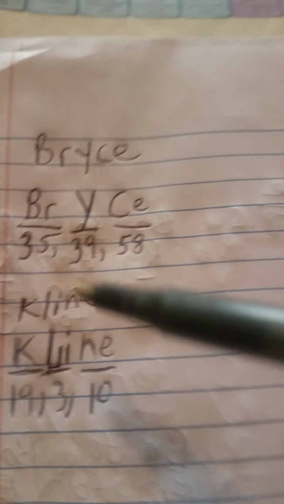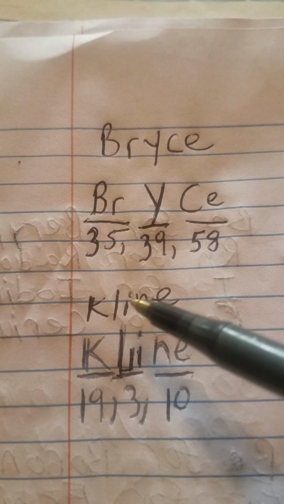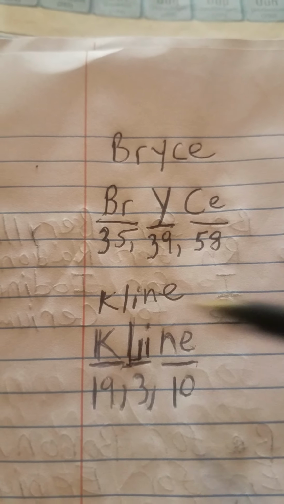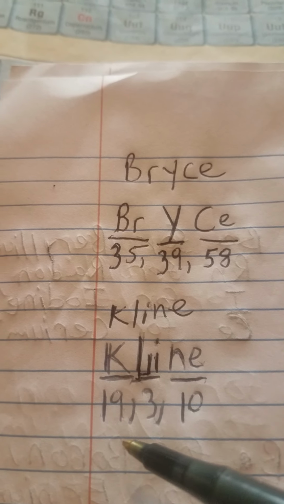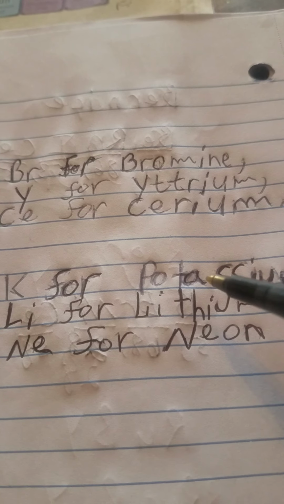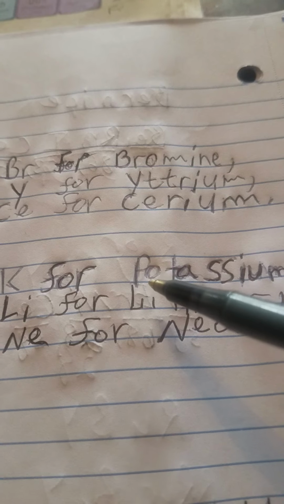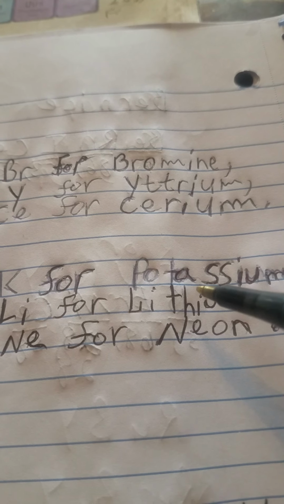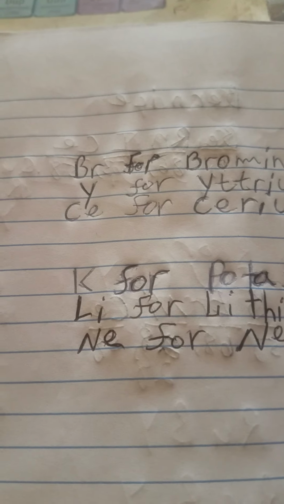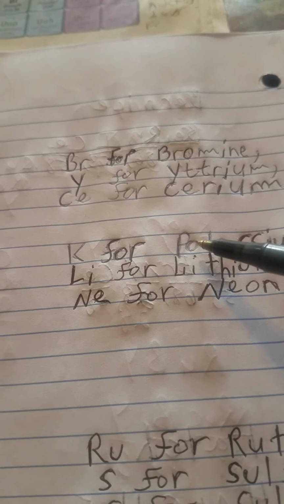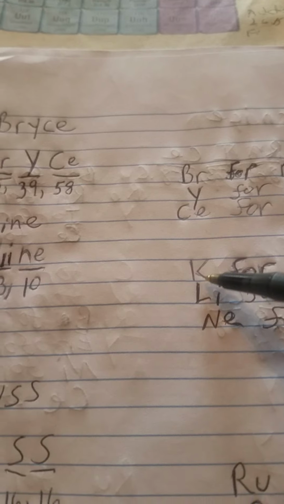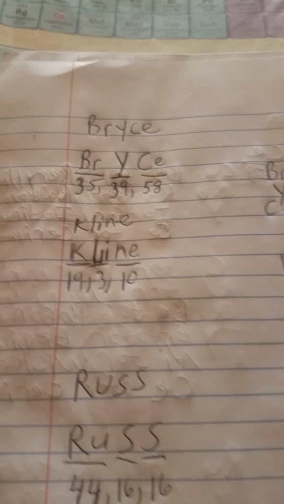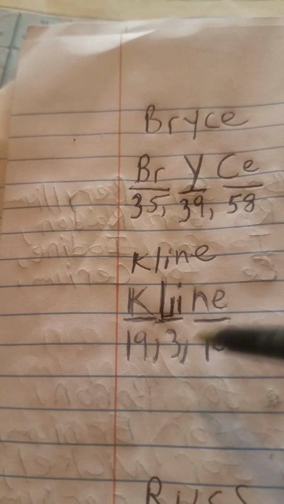How about Kline? K-L-I-N-E. We got a capital K with an atomic number of 19 for potassium, P-O-T-A-S-S-I-U-M. Be careful. Potassium begins with a capital P, but the chemical symbol is a capital K. So capital K for potassium, atomic number of 19.